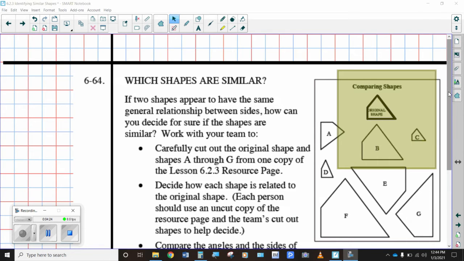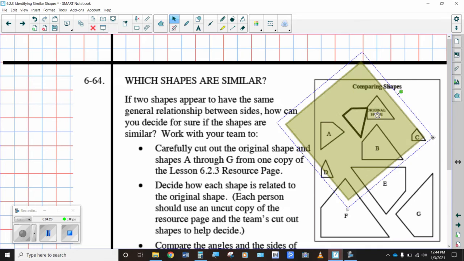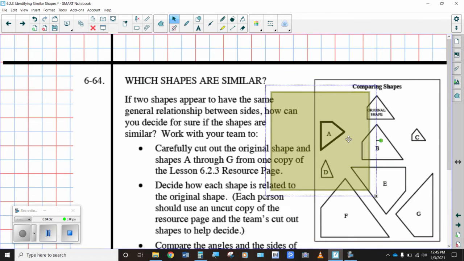Okay, what did we find out? Well, first of all, we might have to do some rotations. Right? So I'm going to rotate this, and you notice how everything is perfect there. So figure A is exactly the same size. So this is not only similar, but it's congruent.